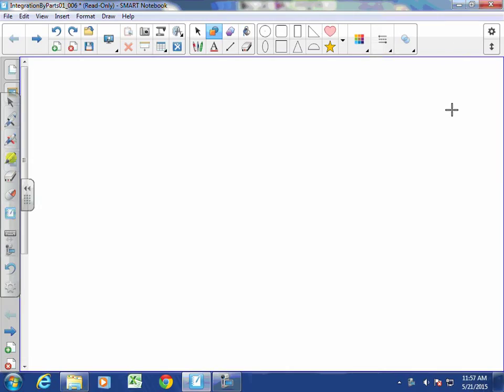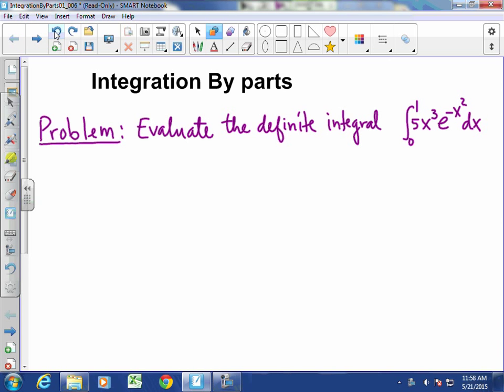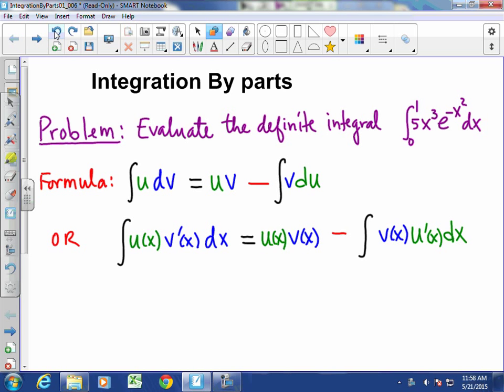In this short video, we are going to evaluate a definite integral using the integration by parts formula. So the problem is to evaluate the integral from 0 to 1 of 5x cubed e to the negative x squared dx. Let's remind ourselves what the integration by parts formula is.